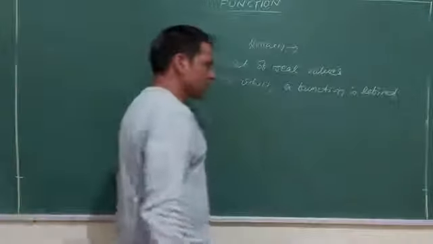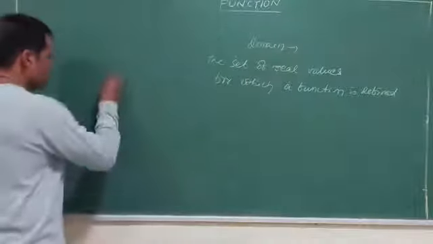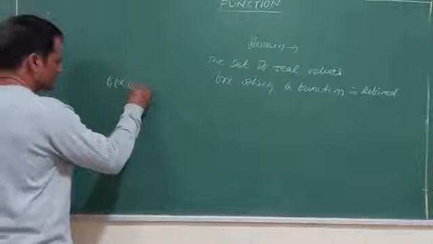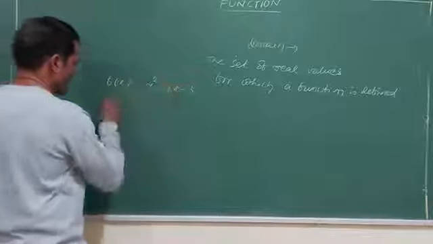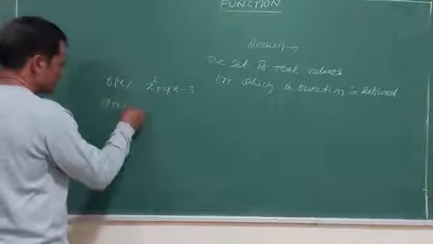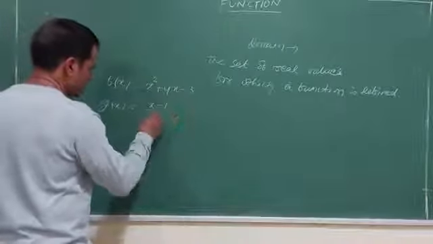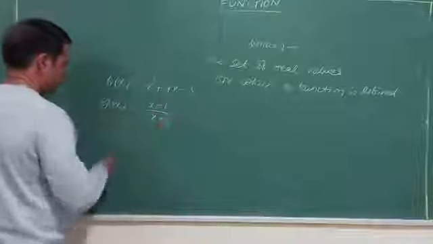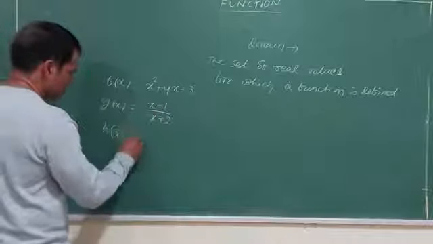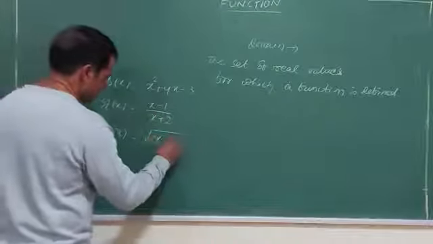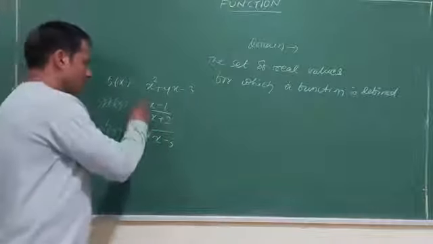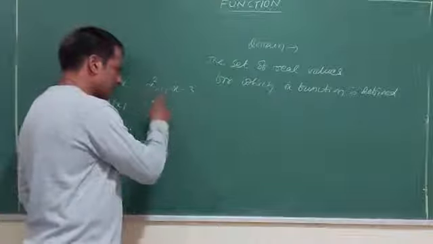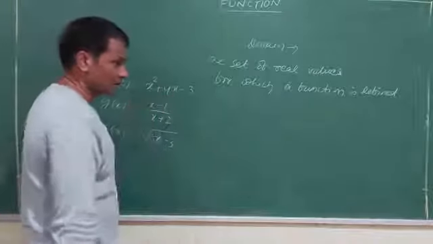Maybe it is confusing to you. Let us think. Suppose I write f(x) equals x square plus 4x minus 3, g(x) equals (x minus 1) by (x plus 2), h(x) equals root under of x minus 3. Three examples I am taking. What value can I input here in place of x such that I get a finite value?